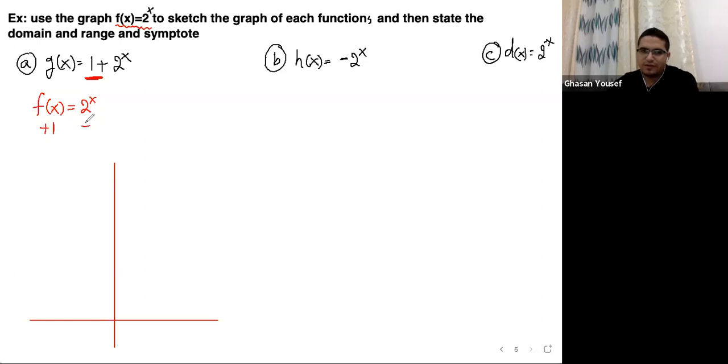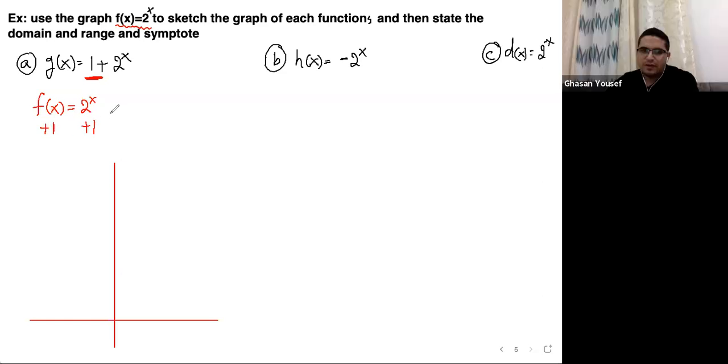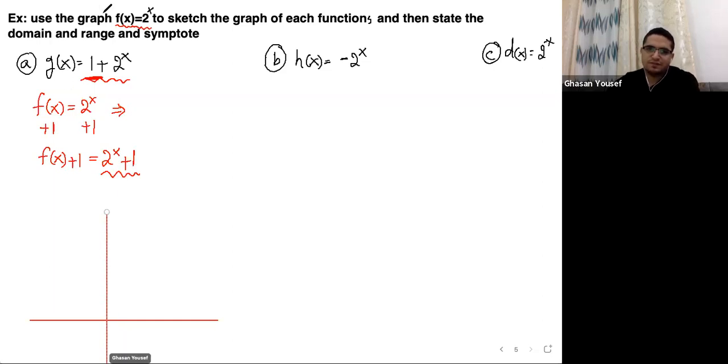Add 1, right? So if I add 1 to both sides, I will get f of x plus 1 equal to 2 to the power x plus 1. And this function is exactly the same as this one. So this function is g of x.